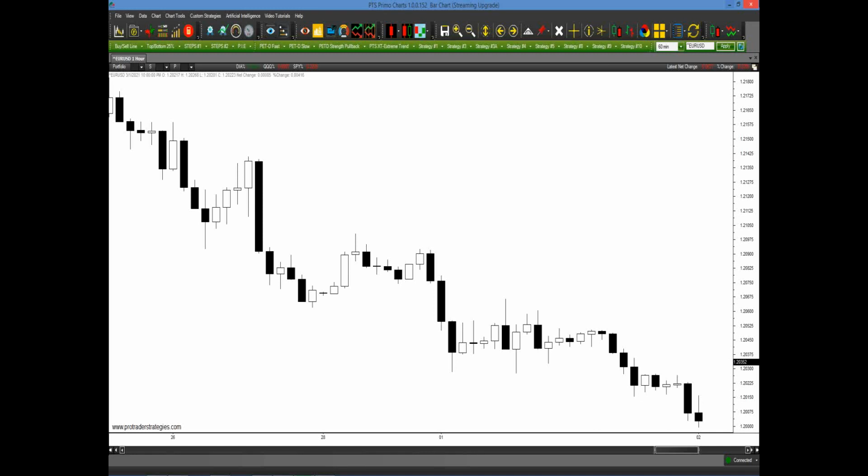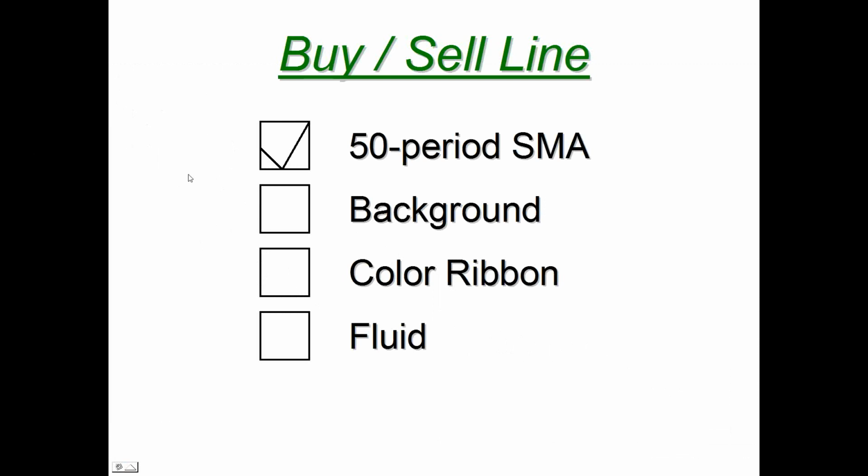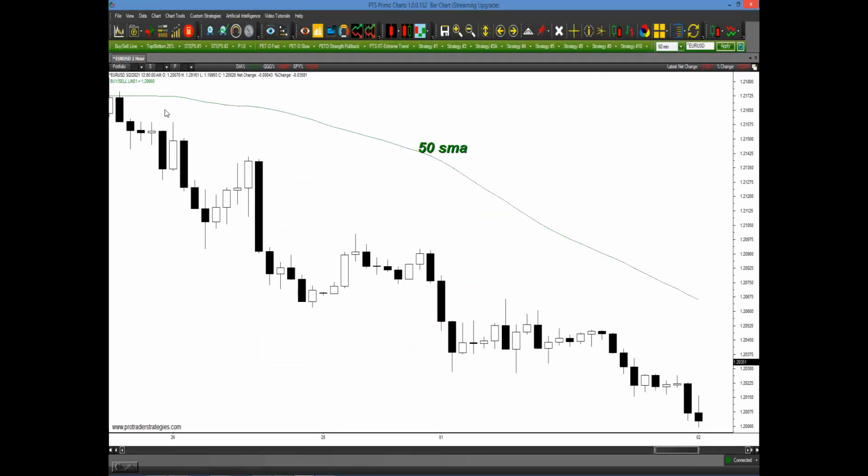Here's a 1 hour chart of the euro dollar. Obviously, in hindsight, it's been going straight down, right? But how could we have found out early on up here? Well, the first thing we do is apply the buy-sell line. Doesn't matter if we're trading currency pairs. Makes no difference. 50-period moving average, and right there, we already knew that the overall trend was lower. There's no reason to buy the euro dollar.